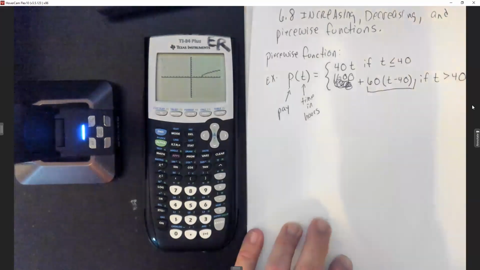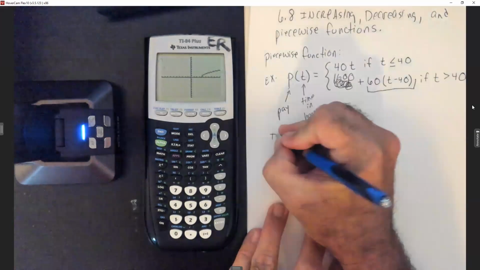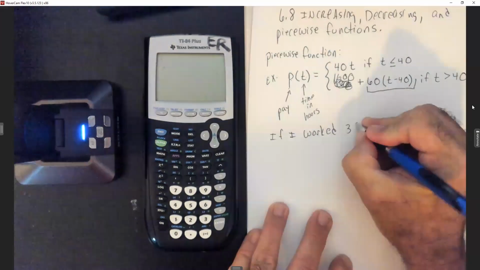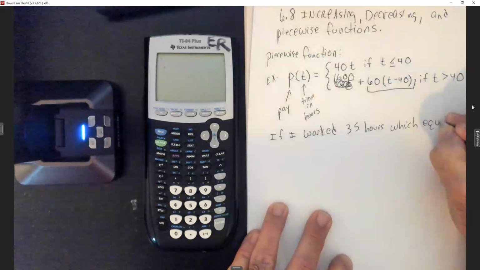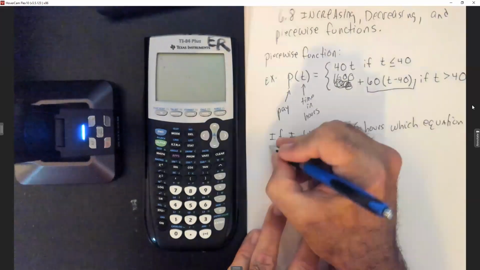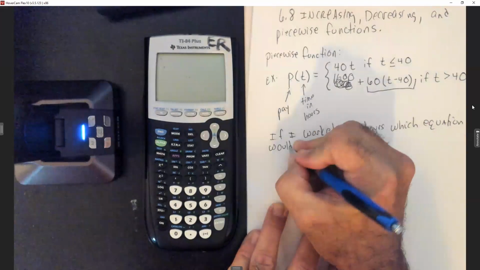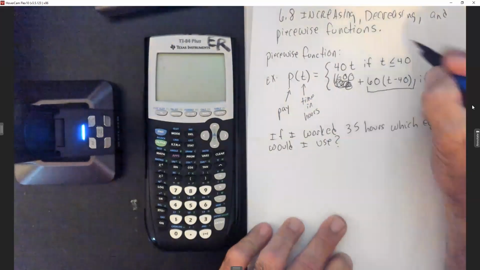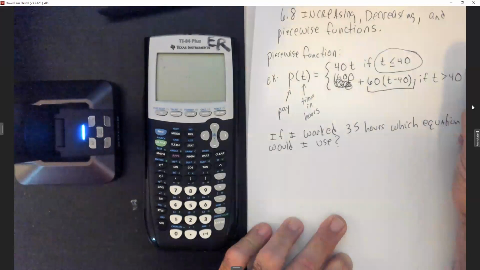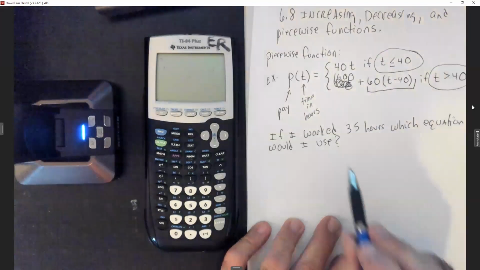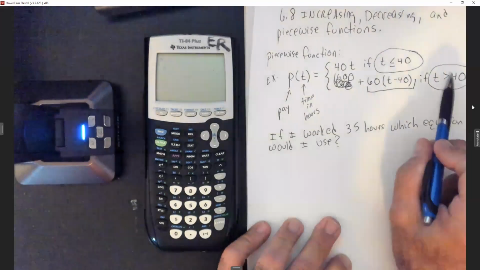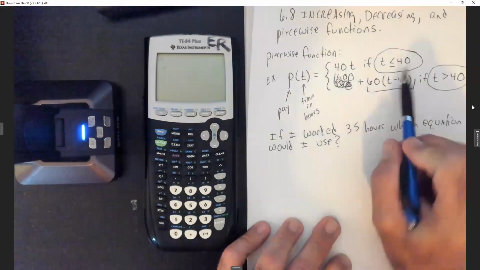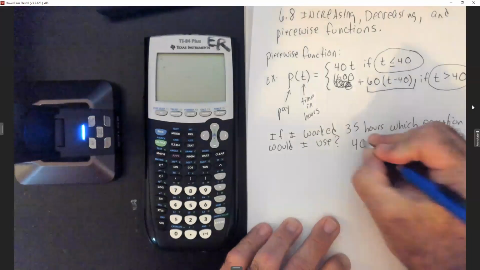So what a piecewise function would do, if I work 35 hours, which equation would I use? These are what's giving us our domains, the T less than or equal to 40 or the T greater than 40. You take your hours, 35, and find which domain they fit in. Well, I know 35 is less than or equal to 40, which means I would use the 40 times T, okay?